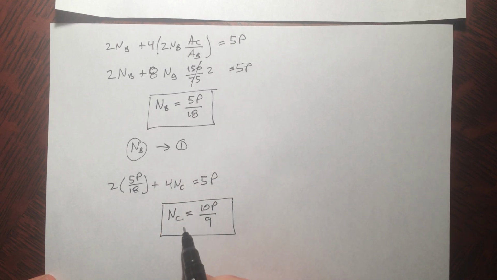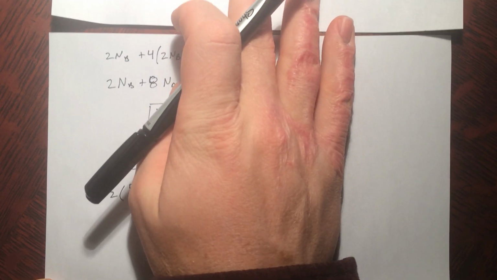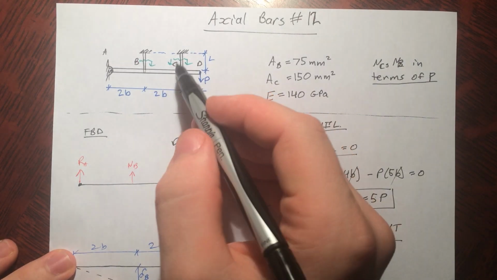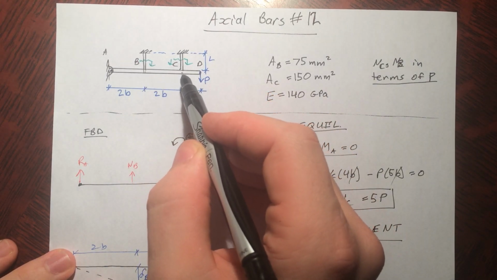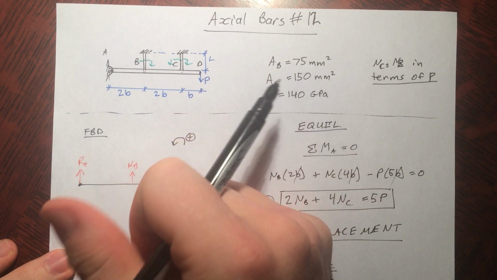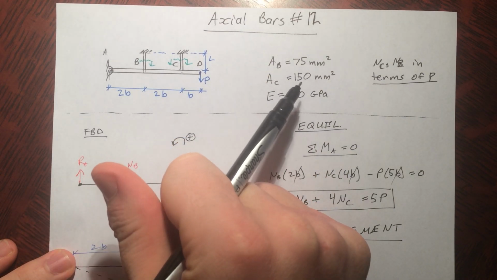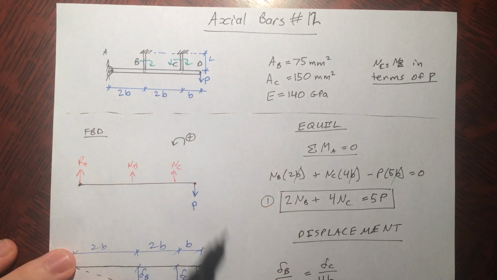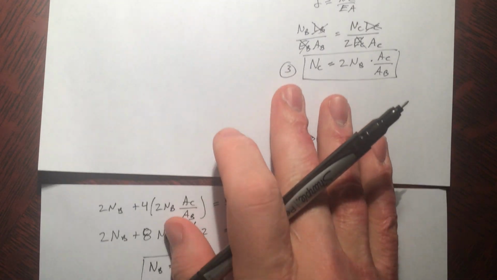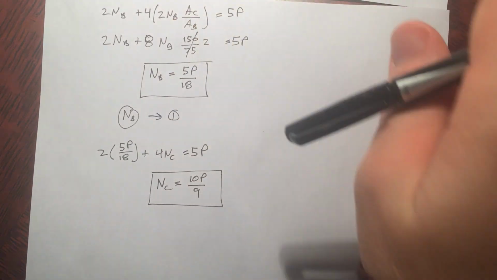So it appears that C is taking a way bigger component of the load than B. And that intuitively makes sense because it's further this way, so in terms of the moment it's going to be taking a lot more. And we also have the difference in the areas. So even though this one's twice as big, it still is a lot bigger in terms of the force. Okay, so I've just solved for the internal normal forces. That's the bulk of this problem.